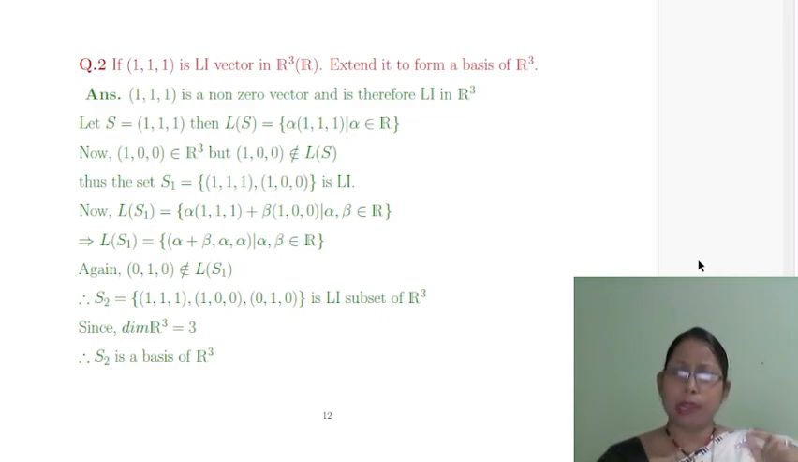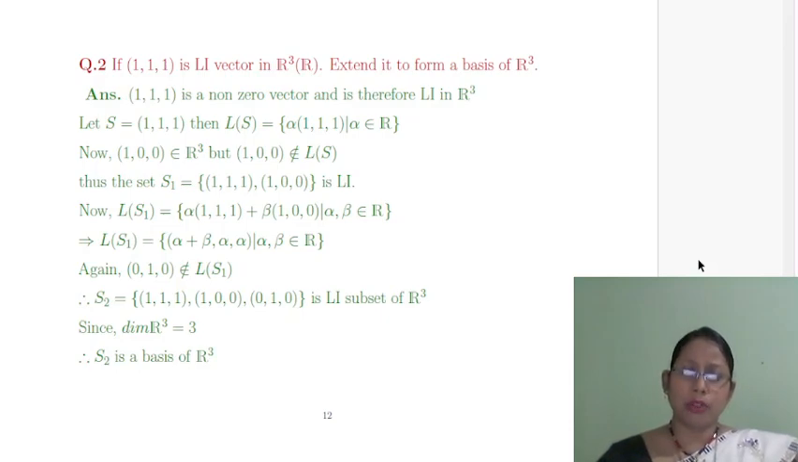And dimension of R3 is equal to 3. If S is a linearly independent subset of a vector space V and the dimension of the vector space is the same as the number of elements it has, then that set will be a basis of the vector space. This is from the theorem in the linearly independent and dependent portion. You should check it out.